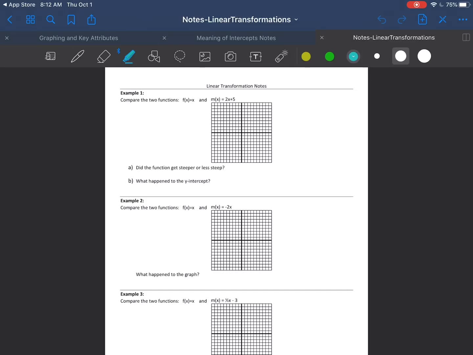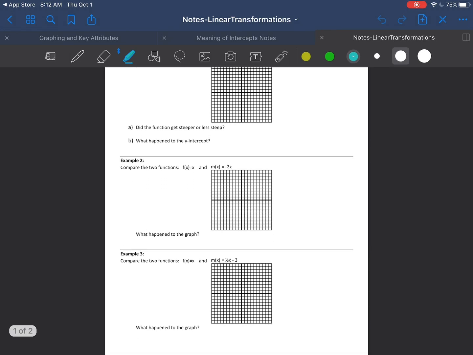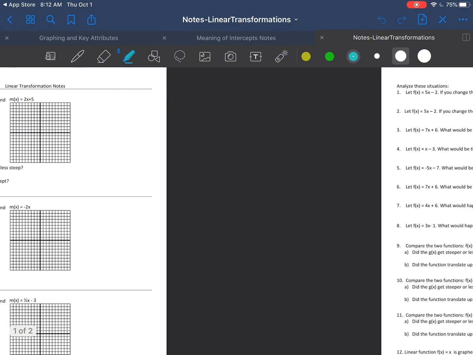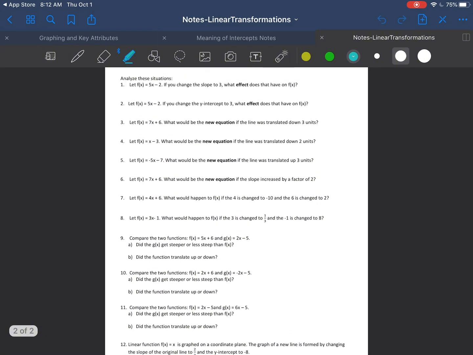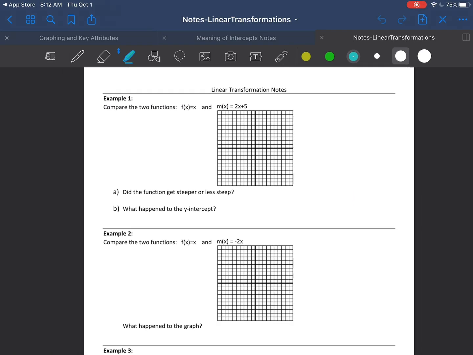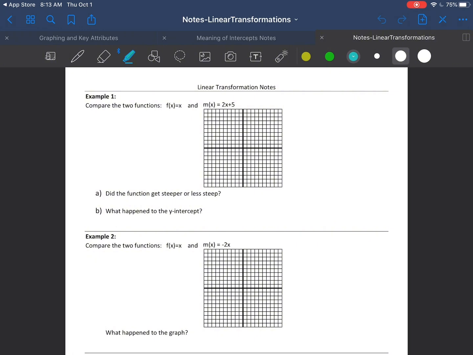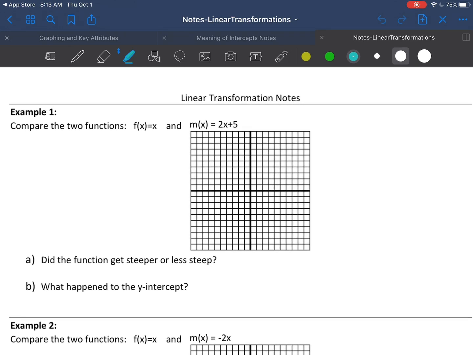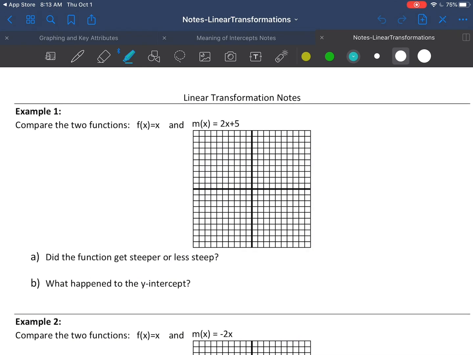All right, so we are going to start our notes on linear transformations with a quick exploration. In this video, I'm just going to do these first three examples, and then next class, I'll have a video for these situations. So make sure you keep these notes so that we can continue at next class. Right now we are comparing these two functions, f of x equals x and m of x equals 2x plus 5. First off, this f of x equals x is the linear parent function.